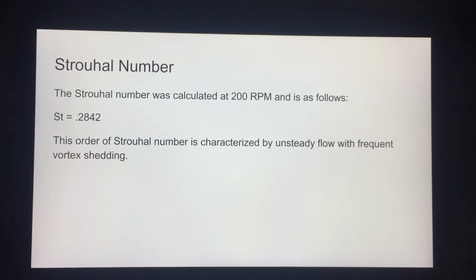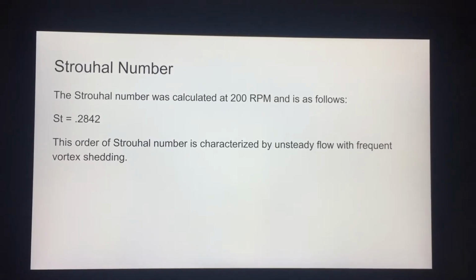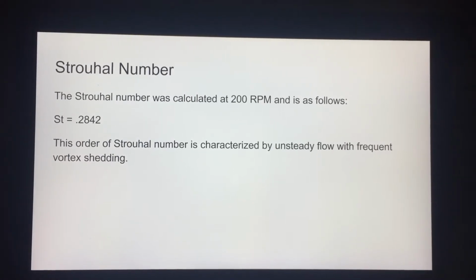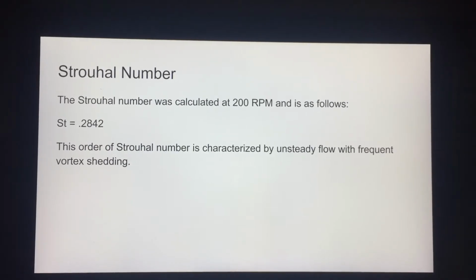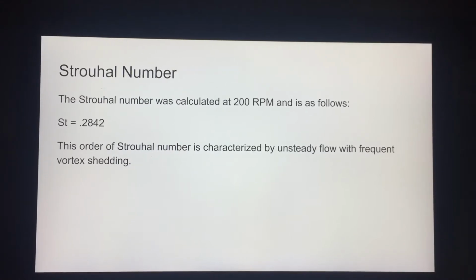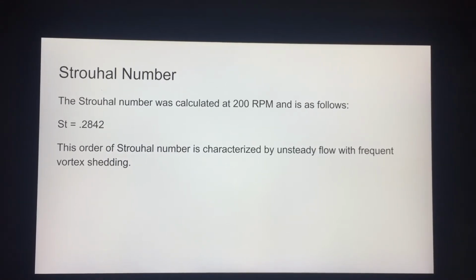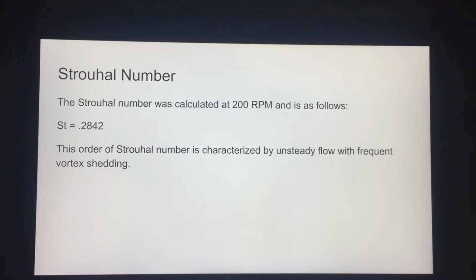Using the frequency from the previous video, the Strouhal number for this cylinder at 200 RPM was calculated to be 0.2842, which is considered an intermediate value. Intermediate Strouhal numbers are characterized by unsteady flow with frequent vortex shedding.